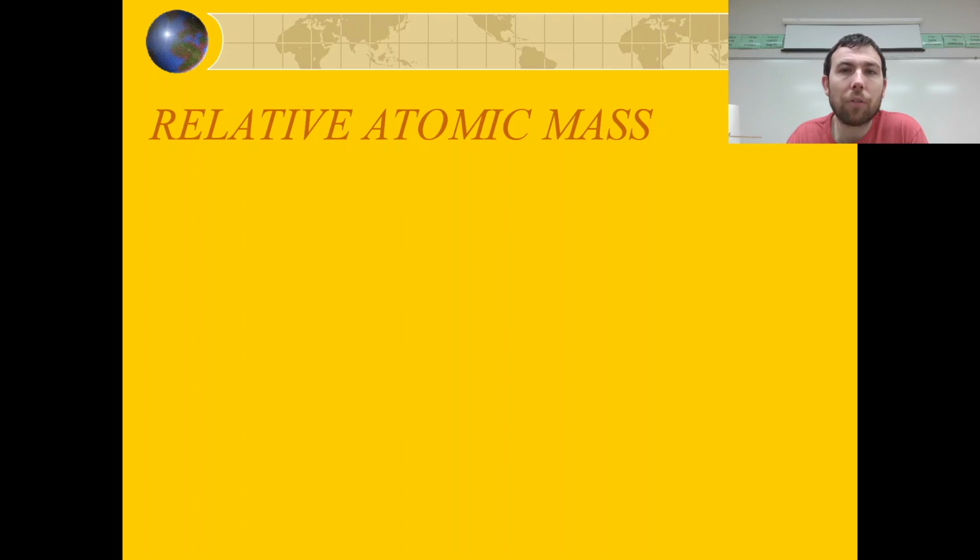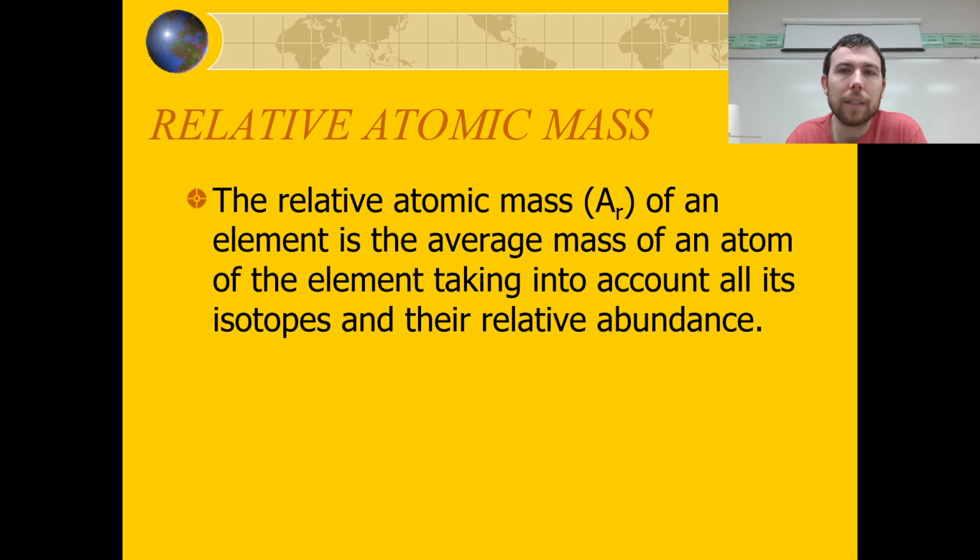Now, let's talk about the relative atomic mass. So relative atomic mass, A sub r, of an element is the average mass of an atom of the element, taking into account all its isotopes and their relative abundances. So based on that definition, that's going to sound a lot like our average atomic mass, which is found on the periodic table. So those terms can be interchangeable.